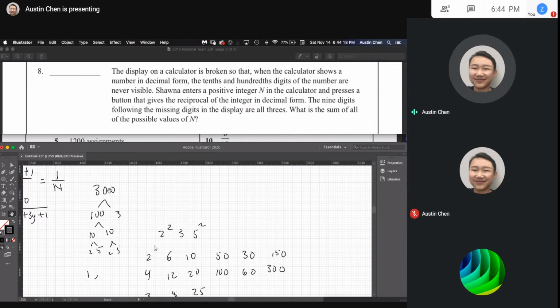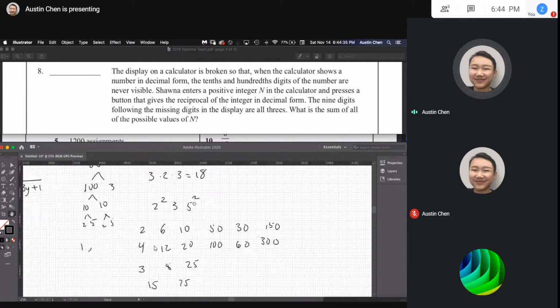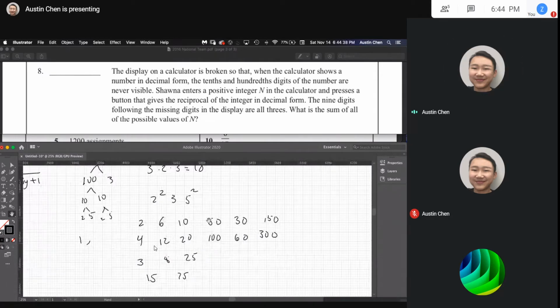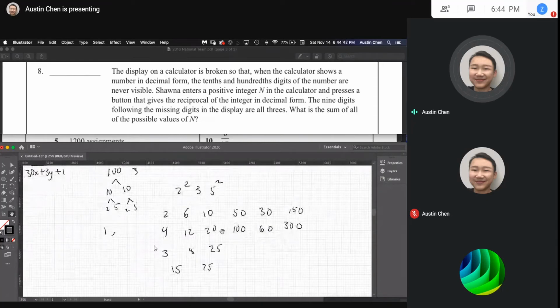So the number of factors of 300 is going to be each of these exponents added to 1, times each other. So that will be 2 plus 1, which is 3, times 1 plus 1, which is 2, times 2 plus 1, which is 3. So we should have 18 factors here. So we have 12 there, and we have 6 there. So that's 18. So we can check that we listed all of our factors here.